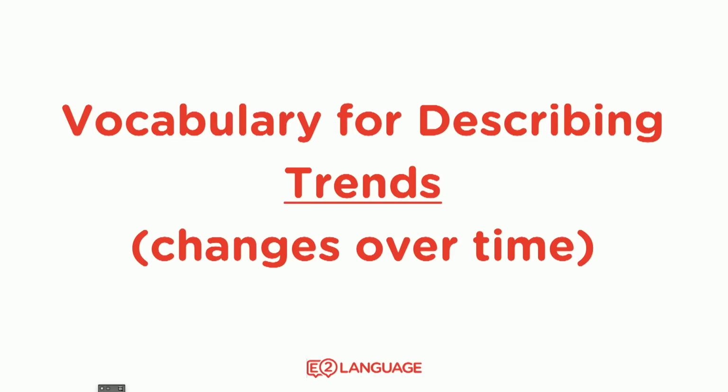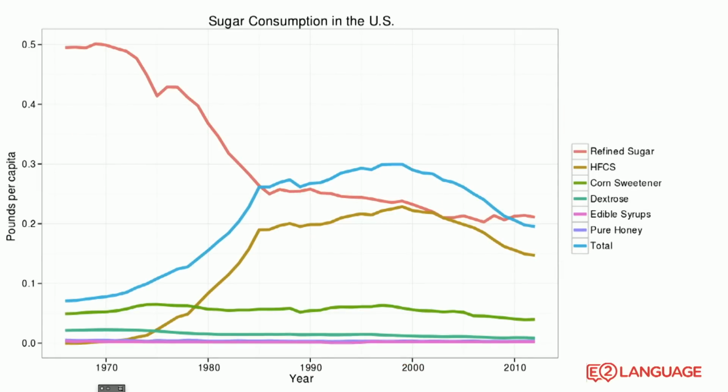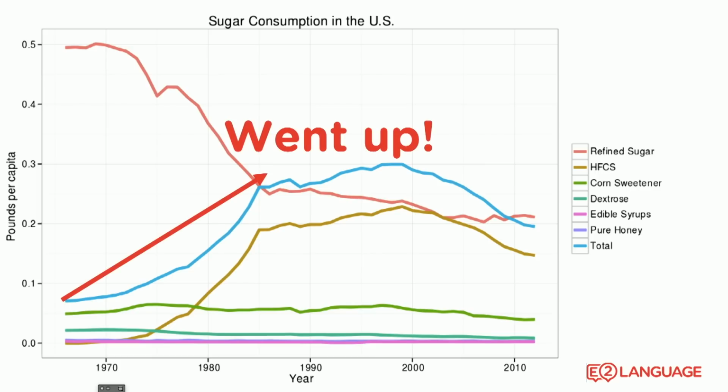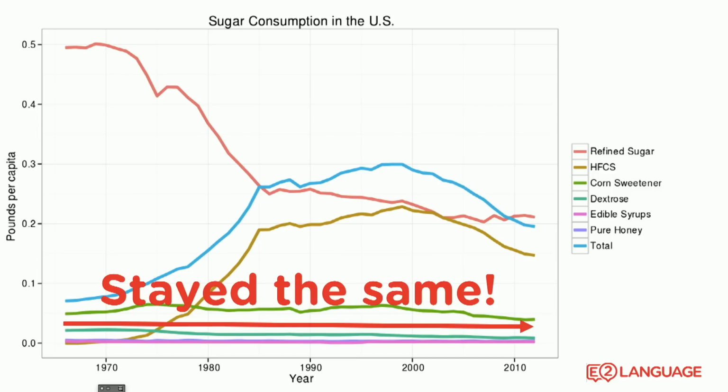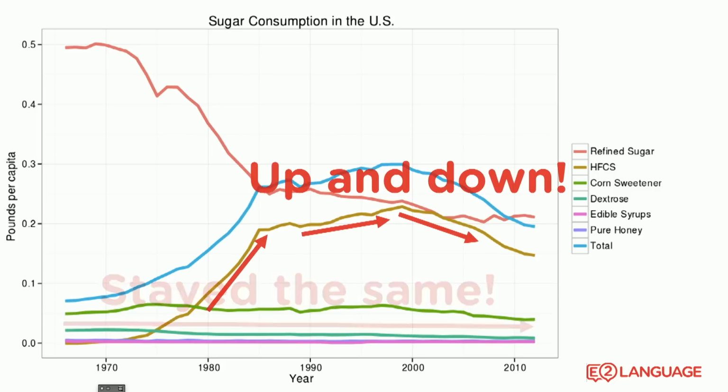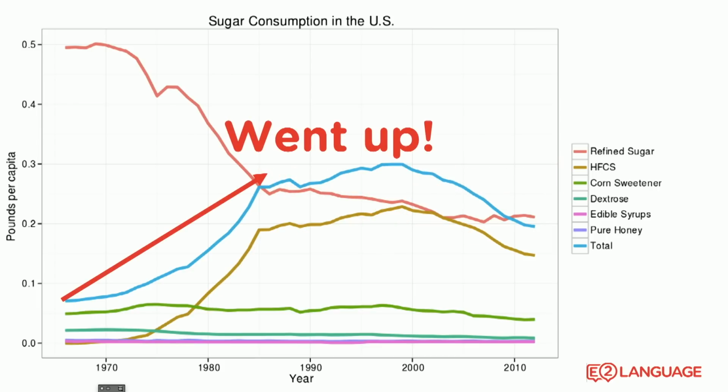Trends are the changes that happen over time in a graph. So again, let's say you're looking at this one. How are you going to describe this blue line? You're going to say it went up. It's probably not that sophisticated, and we're going to need to have a range of different vocabulary that mean the same thing as went up. Maybe you're going to talk about the refined sugar and it went down. You also need vocabulary to talk about lines or trends that stay the same, and also lines and trends that go up and down. So let's have a look at went up first.